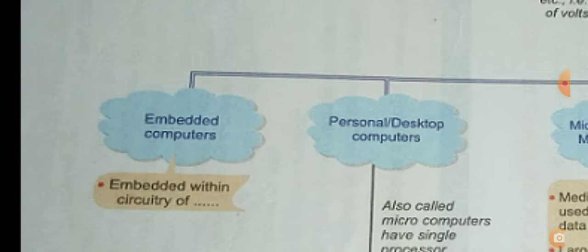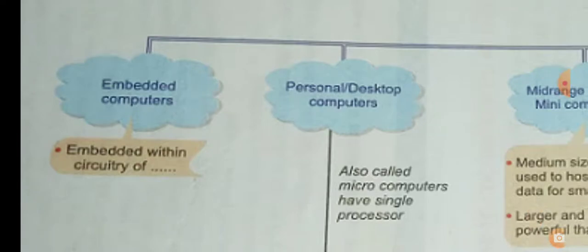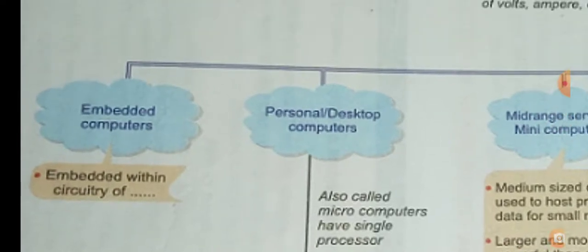examples of embedded systems are mostly used in home appliances, such as washing machine. And another example of embedded computers is the machine which is used in a petrol pump, which converts the price of the petrol to the quantity of the petrol.